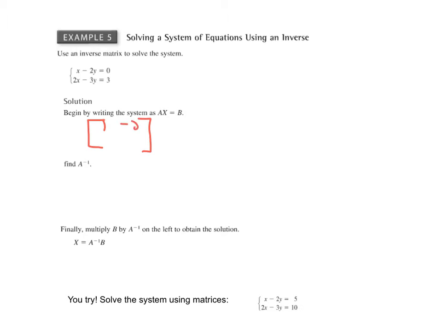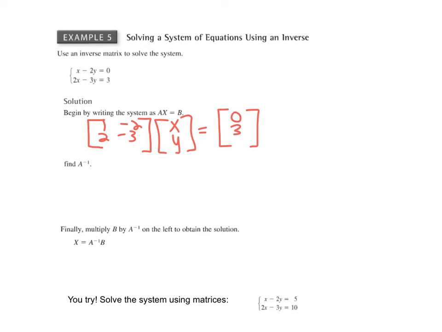So 1, -2, 2, -3. Just be careful that they're in order. Sometimes they try to trick you. Then you write x and y like that, okay? And then you'll set it equal to the solution matrix.